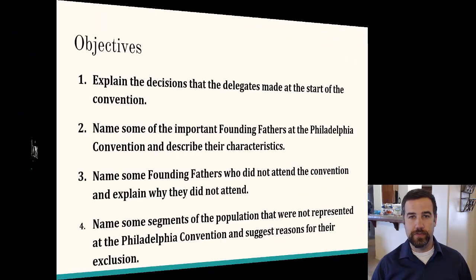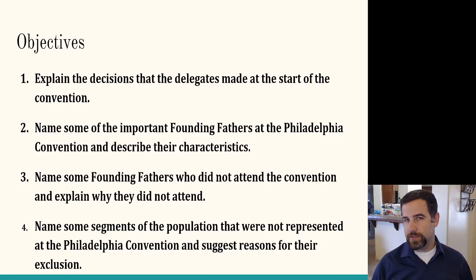So let's take a look at what you are supposed to learn. What are the objectives for the video? First, you should be able to explain the decisions that the delegates made at the start of the convention. Second, you should be able to name some of the important Founding Fathers at the Philadelphia Convention, also known as the Constitutional Convention, and describe their characteristics. Third, you should be able to name some Founding Fathers who did not attend the convention and explain why they did not attend. Lastly, you should be able to name some segments of the population that were not represented at this convention and suggest reasons why they weren't included.